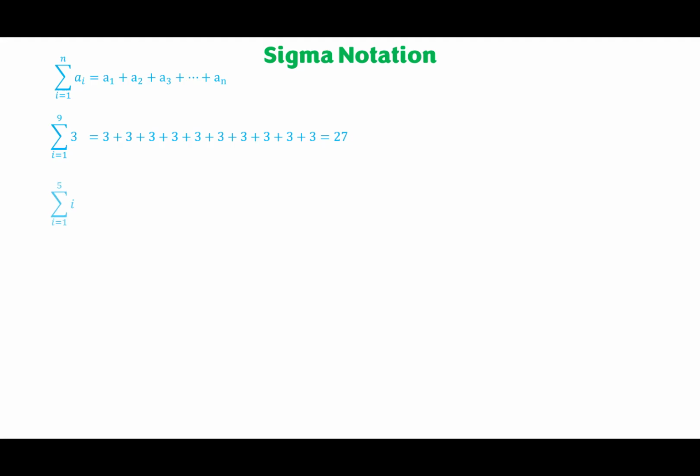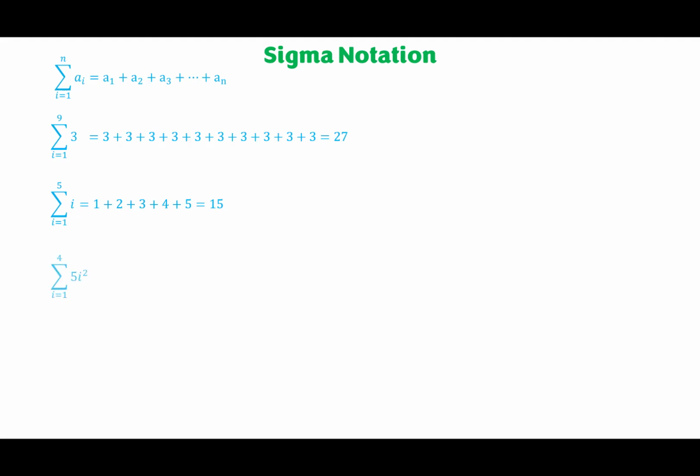All right, let's look at another one. The summation from i equal to 1 to 5. So we're adding 5 terms. It says a sub i is equal to i. That means a1 is equal to 1, a2 is equal to 2. So therefore, we're adding up 1, 2, 3, 4, and 5, which is 15.